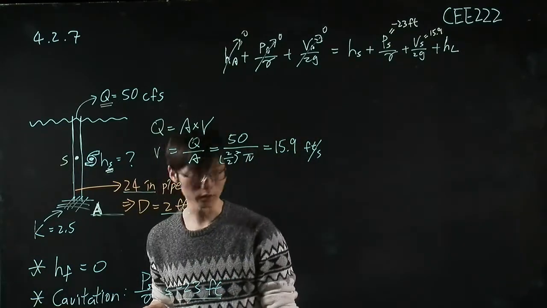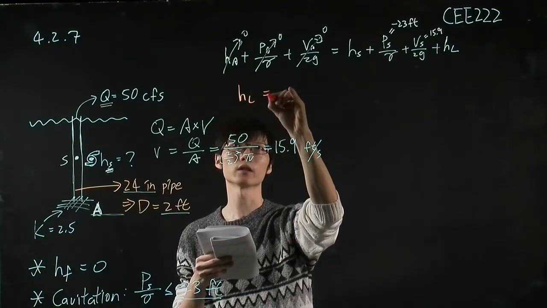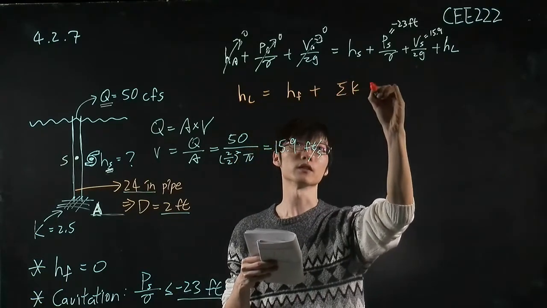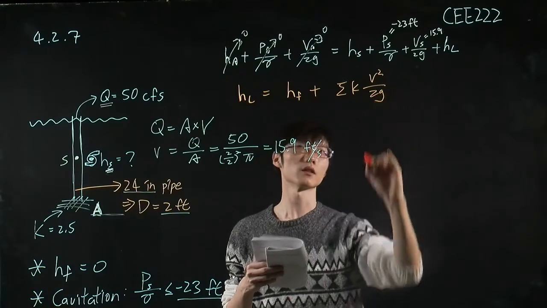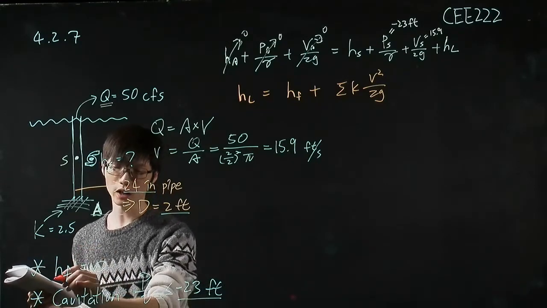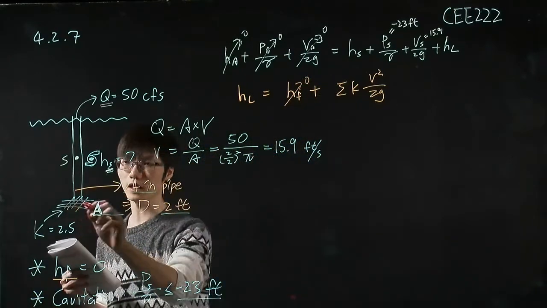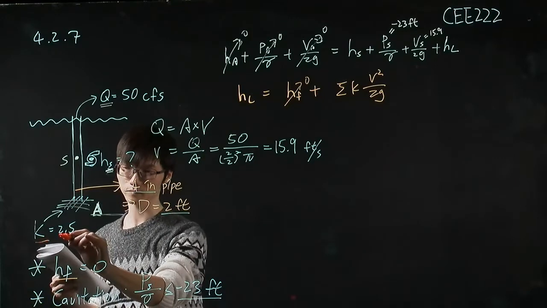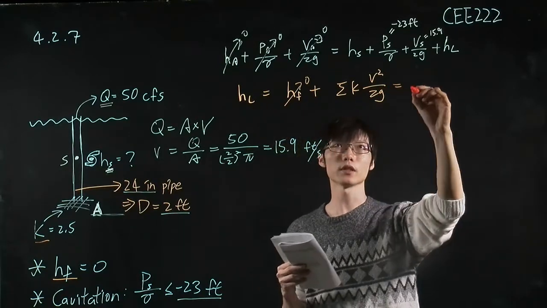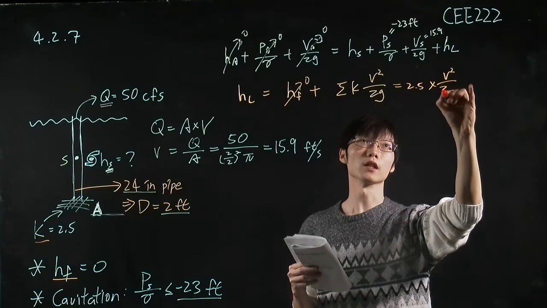Let me change to a different color. Head loss is equal to the friction loss plus the minor head loss. Okay, and the problem tells us we can ignore the friction head loss. So this term will equal 0. And we have the entrance screen here, which has the coefficient equal to 2.5. So the end result for this head loss is 2.5 times the velocity term.